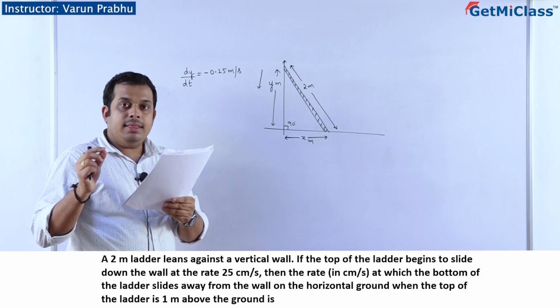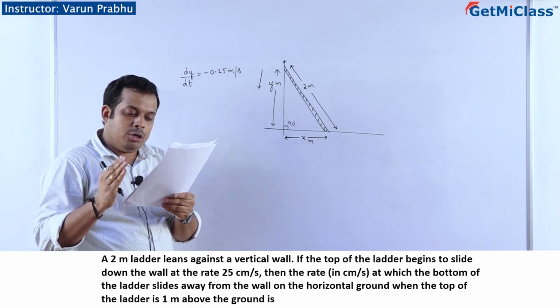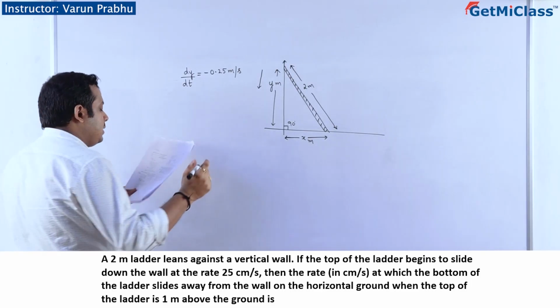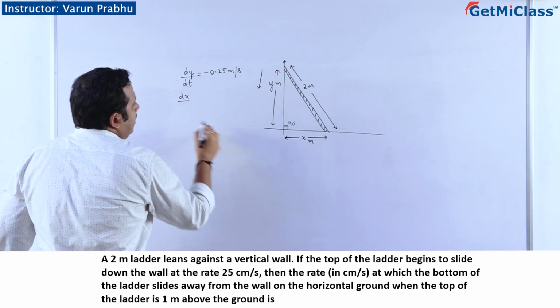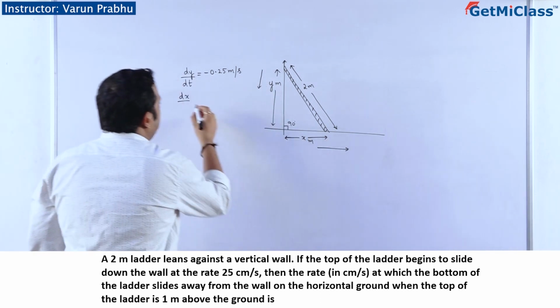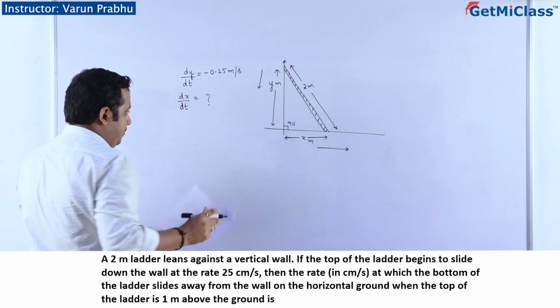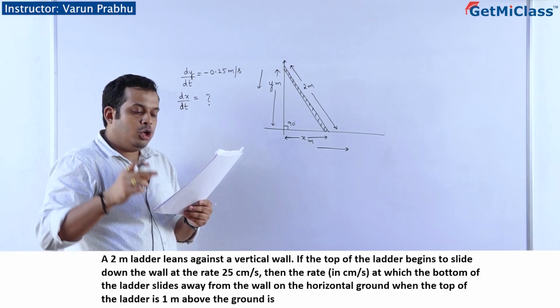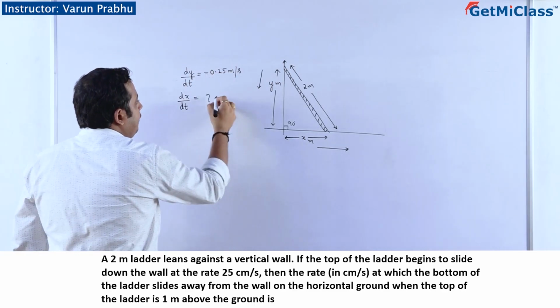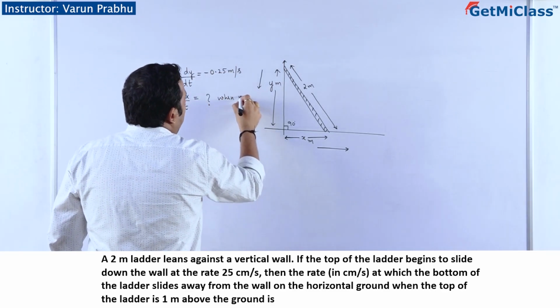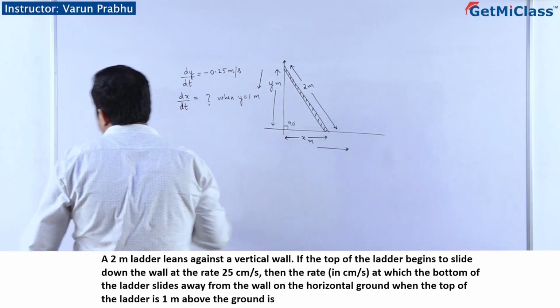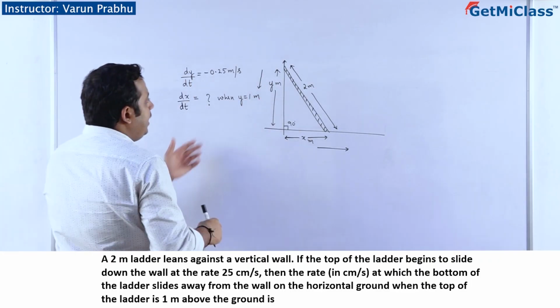Then the rate at which the bottom of the ladder slides away from the wall, which means this part will now slide away from the wall, right? dx divided by dt is equal to what? When the top of the ladder is 1 meter away from the ground, this is the data.